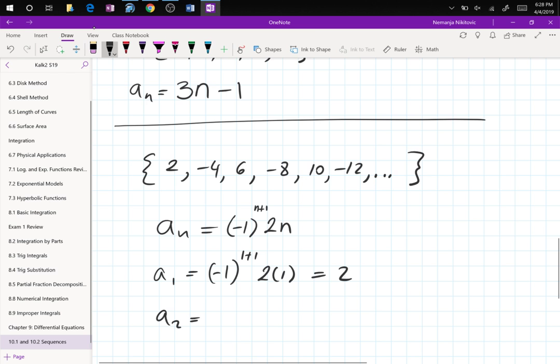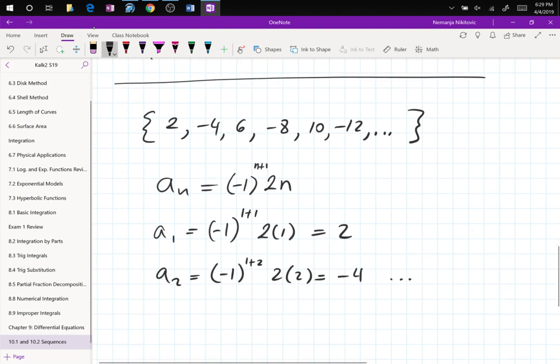Then the next time, a2 is -1 to the 1 plus 2, which is the third power, times 2 times 2. You could have also done n modulo 2, but we don't have that now. That's programming. So now it's -4. And going from there.